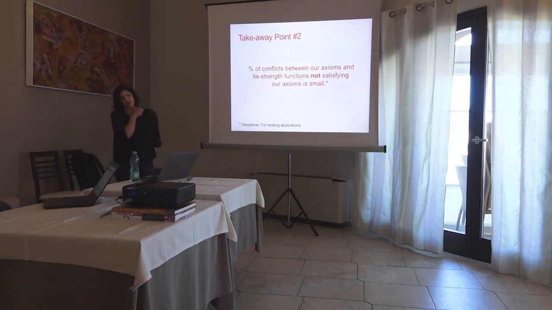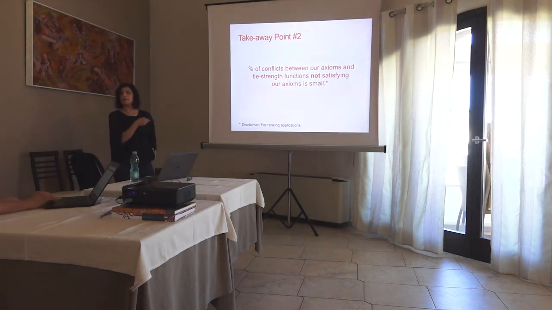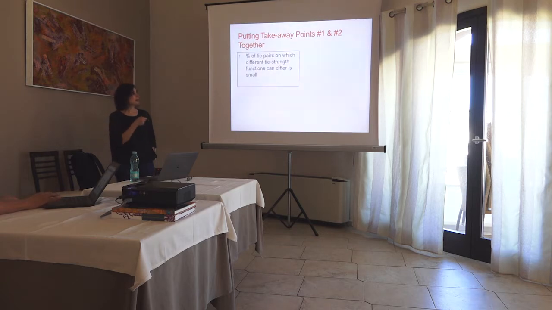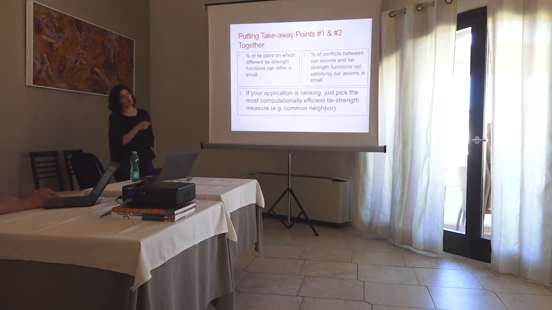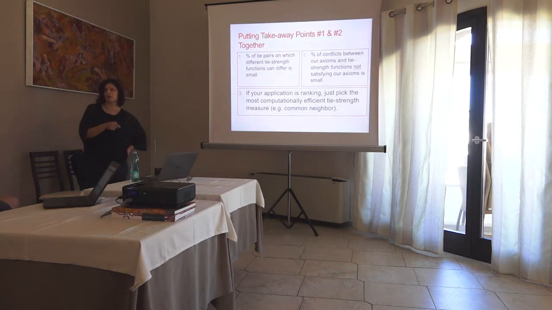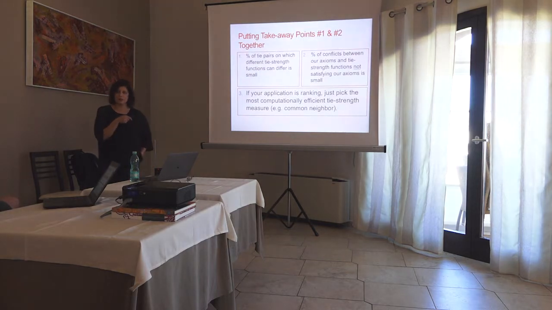So then the take-home point number two here would be that the percentage of conflict between the axioms I just talked about and a function that does this recursive thing and looks at the network effects is not that different when you're interested in ordinal ranking. So if I put the two of these together, what you get is that if your application is ordinal ranking, just use common neighbor, right? And that's actually what a lot of people do. So you're actually doing the right thing, even if you didn't know that you were doing it.